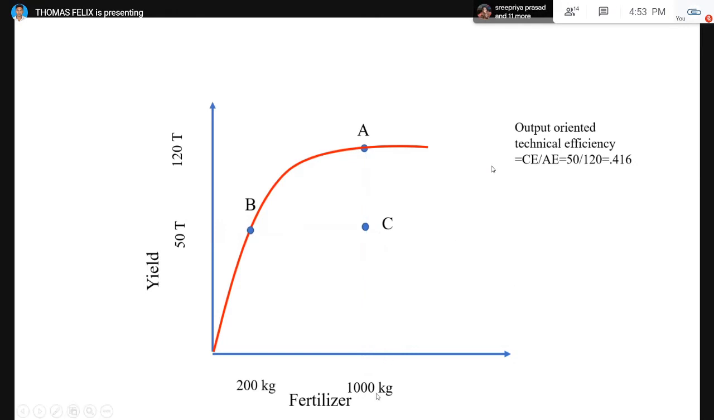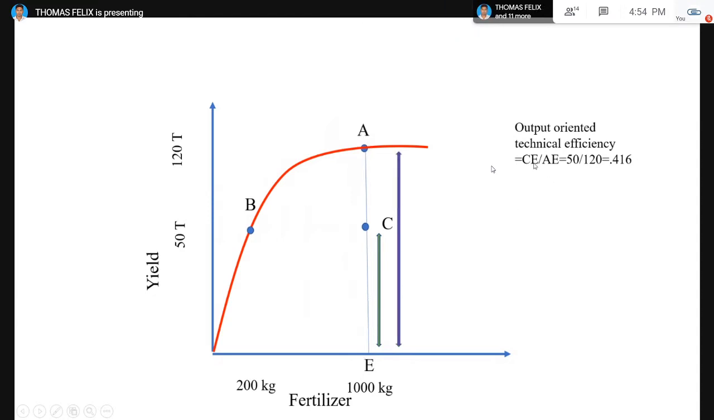So with the same level of input, how much can we increase the yield of Chinnasamy? That is the output oriented approach. Here the input is the same level, but our intention is output oriented. So how much can we improve the output of Chinnasamy? That is our intention. So how output oriented technical efficiency works: it can be calculated by the ratio of CE divided by AE.